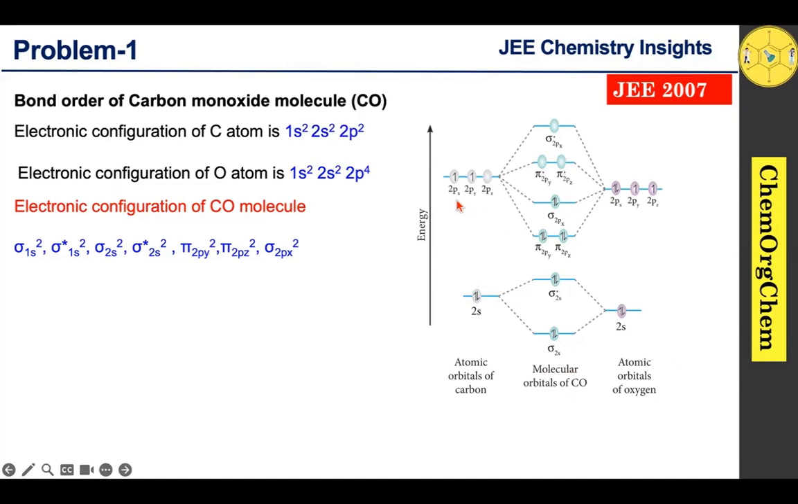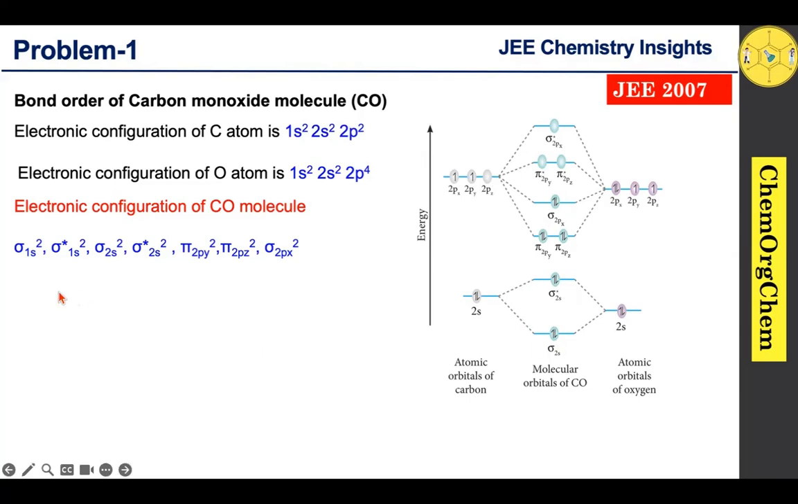Similarly, here you see the p orbitals: the carbon p orbitals hold 2 electrons and the oxygen p orbitals hold 4 electrons. When these two sets of p orbitals combine, they generate 6 molecular orbitals: pi 2py, pi 2pz, sigma 2px, pi star 2py, pi star 2pz, and sigma star 2px. In all these cases, the bonding molecular orbitals have lower energy compared to the antibonding molecular orbitals.